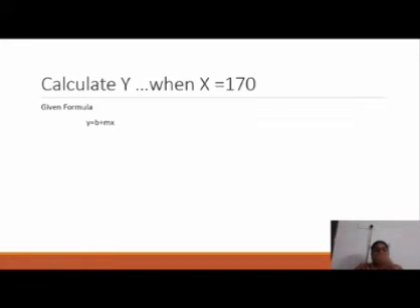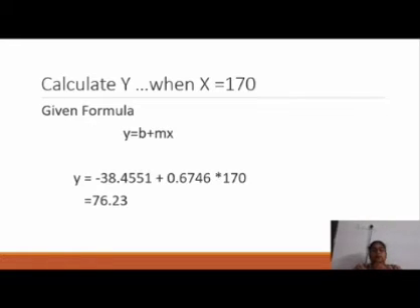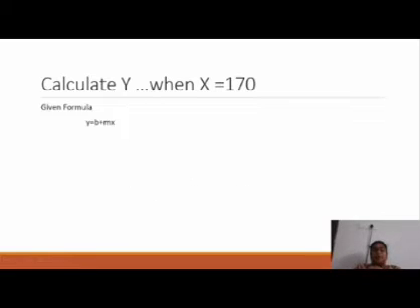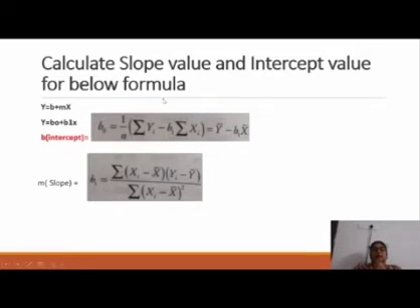Say y equal to b plus mx, or mx plus b, both are the same. Calculate y when x is equal to 170. We can frame the question like this: when the x value is 170, calculate what will be the value of y. So you need to calculate. Then which value should we know? You should know the value of b. To find b, you need to calculate b0 plus b1.